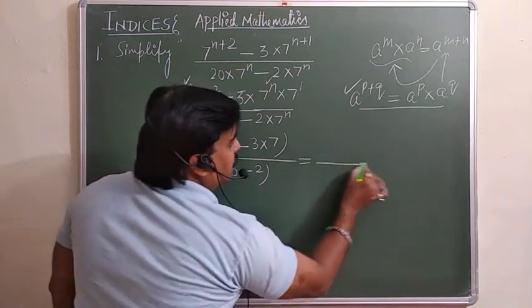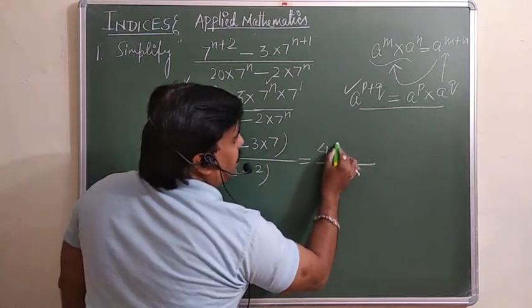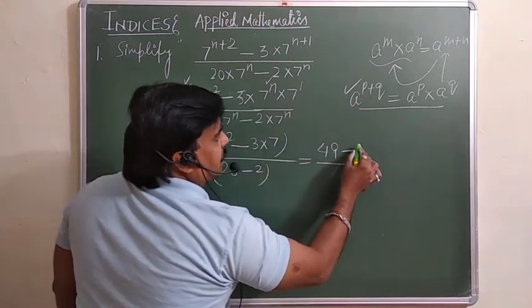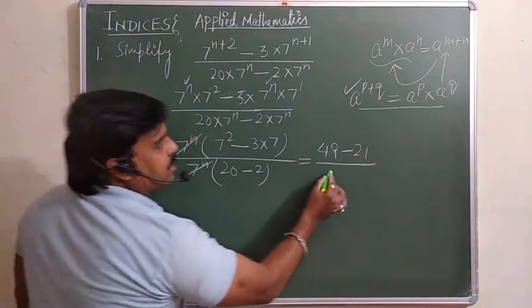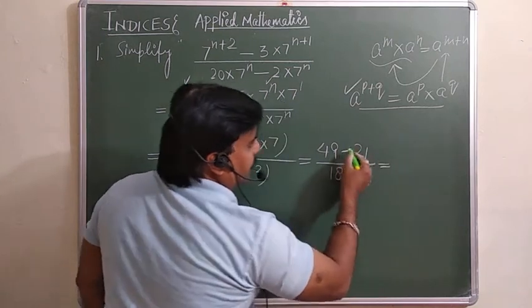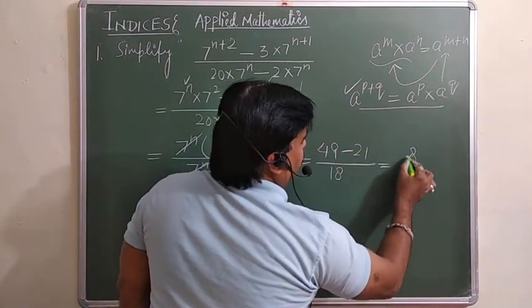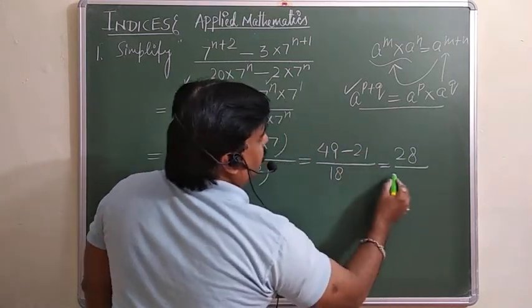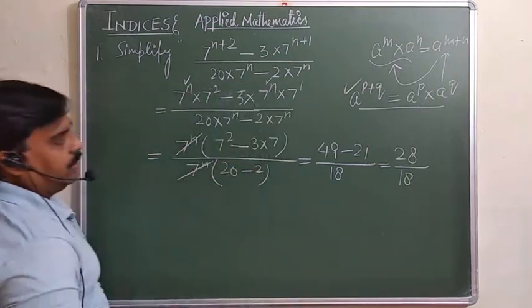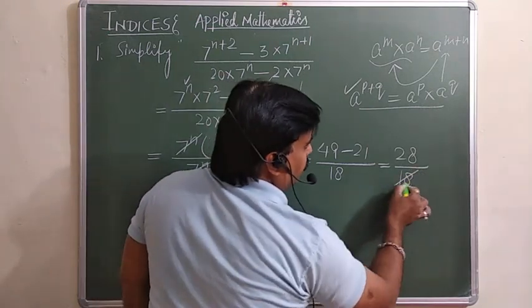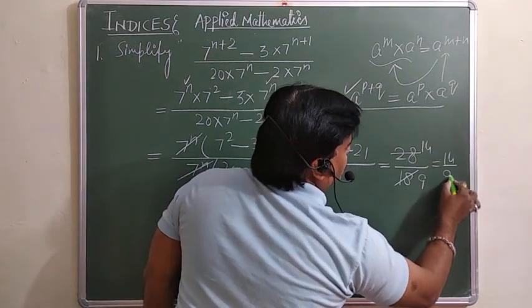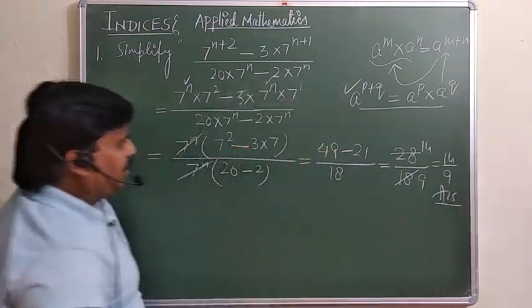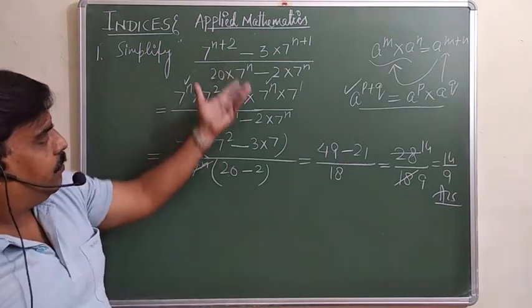Now this is 7 square means that is 49. 3 into 7, that is 21. And here is 20 minus 2, that is 18. You can subtract here only. So you will get 28 over 18 here only. Now solve this one. 2 nines are 18, 2 sevens are 14. So this is your 14 over 9 is your answer. So likewise simply you can simplify this one. Have a look.